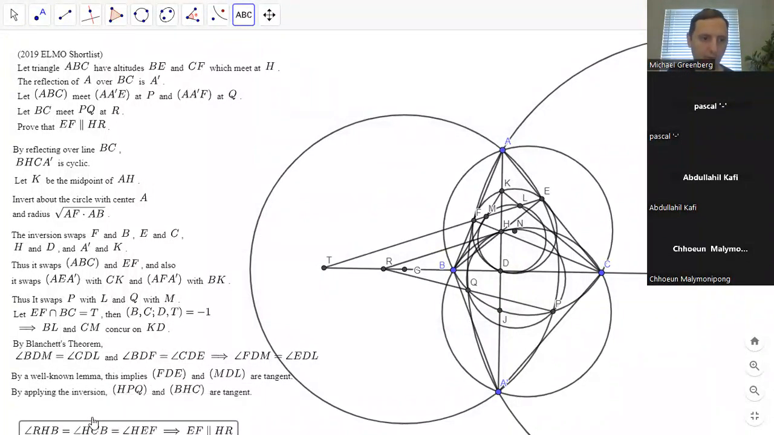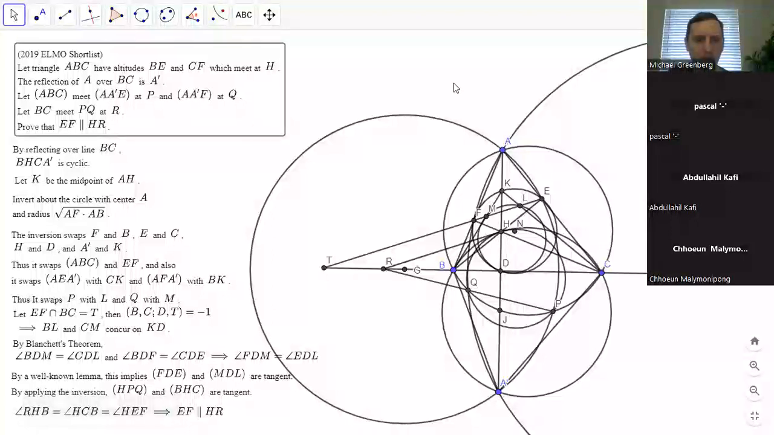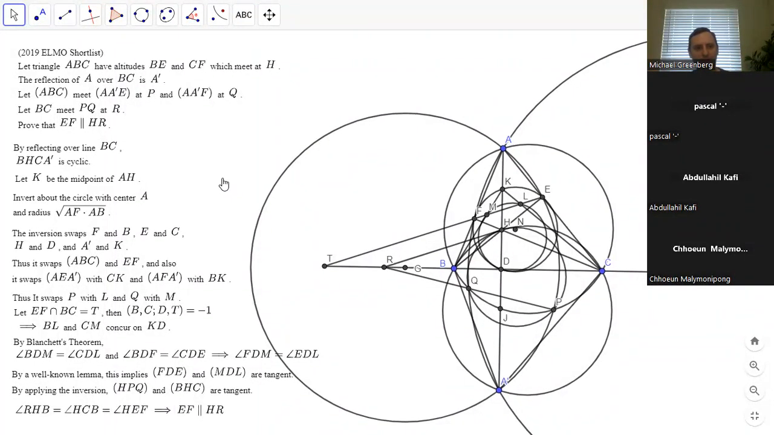Anyone have any questions on this solution before I move on? It's a good one, right? Yeah. All right, so I will move on to the next problem.